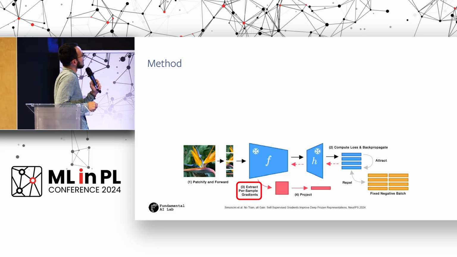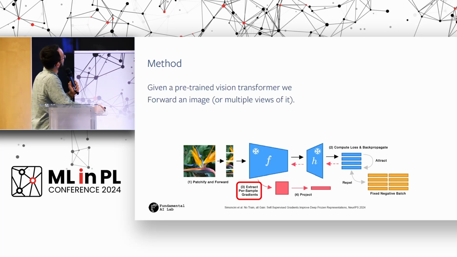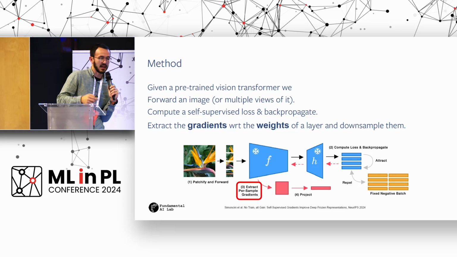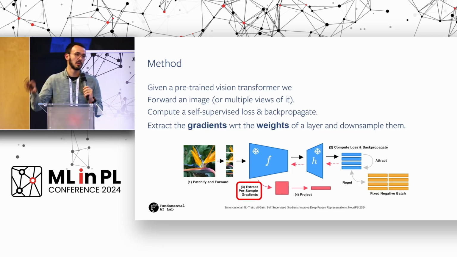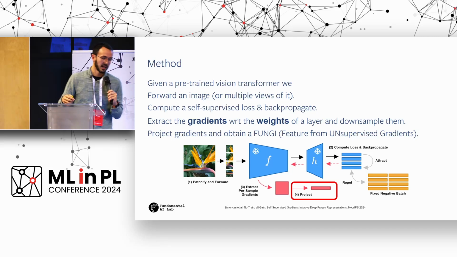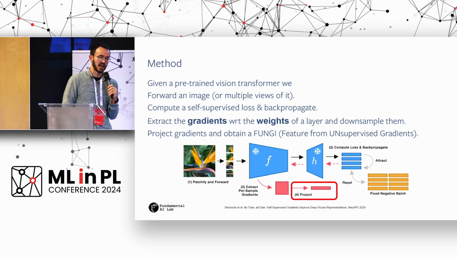And we extract these per sample. We forward an image, compute the self-supervised loss, backpropagate, and then extract the gradients with regards to the weights of a layer. We typically use one of the last layers because that's where most of the semantic information is contained. Then we downsample, and then we project the gradients and obtain this FUNGI, so Features from UNsupervised GradIents.